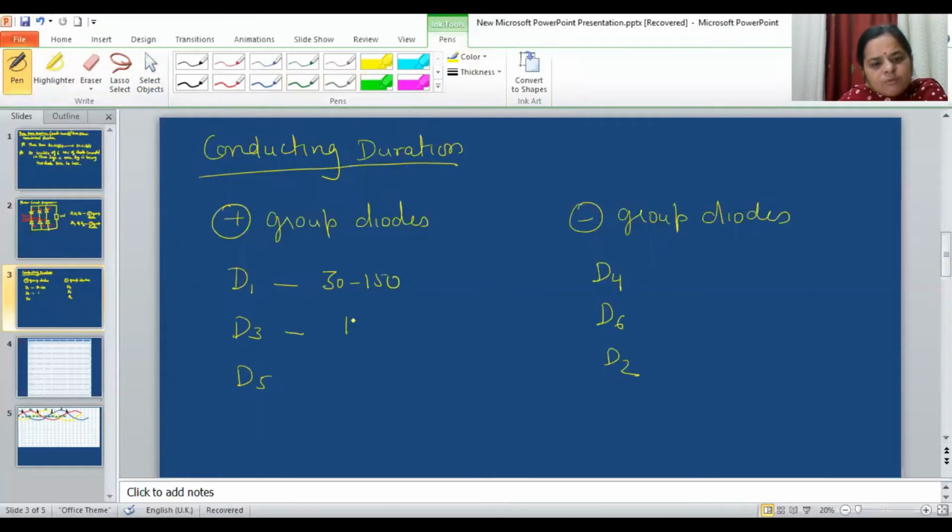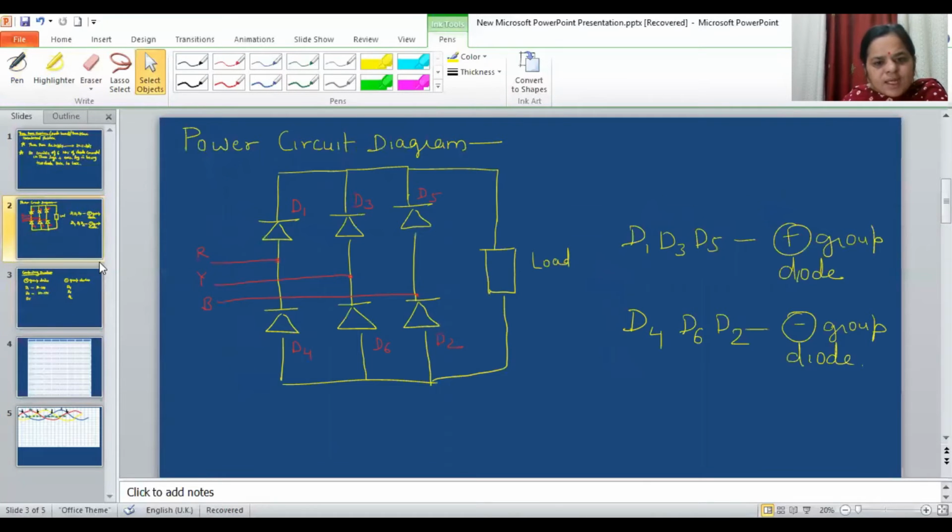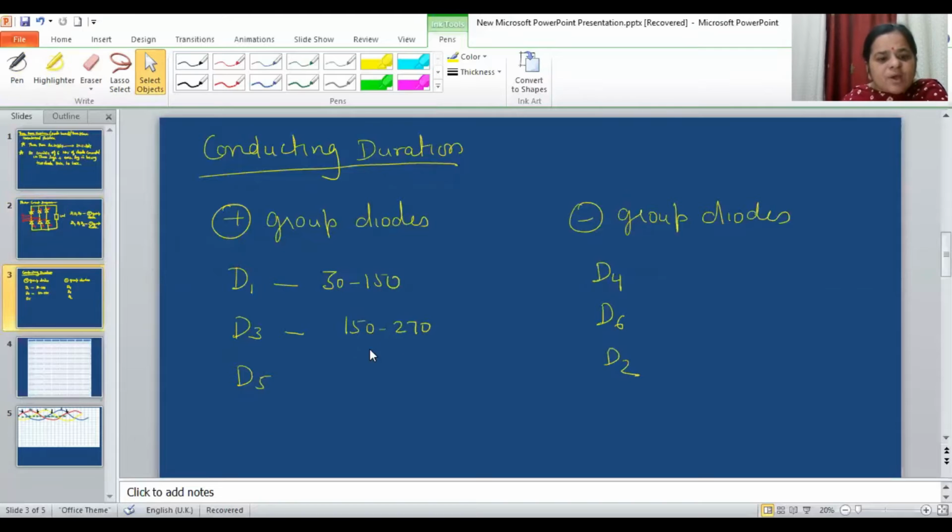D3 will be forward biased from 150 to 270 because D3 is connected to the Y phase, and the Y phase is maximum positive between 150 to 270. D5 will be forward biased between 270 to 30, because it is forward biased from 270 to 390. 390 minus 360 gives us 30.